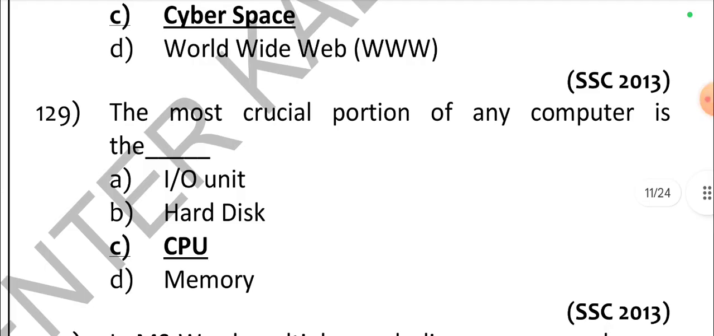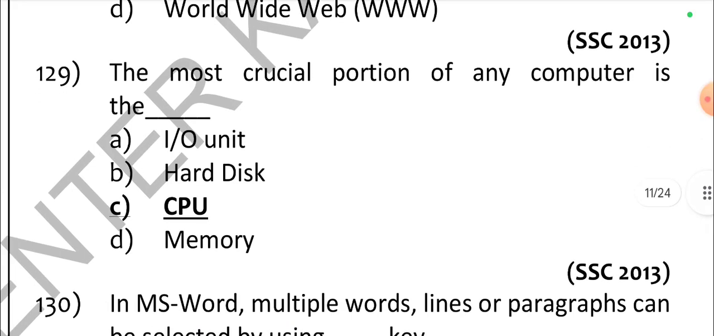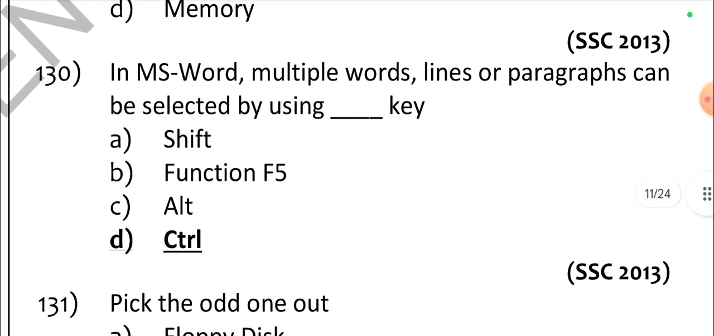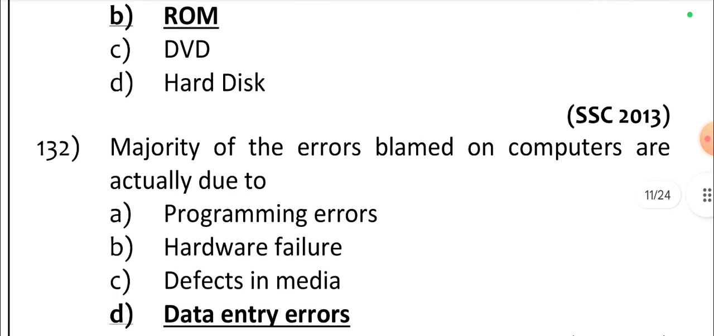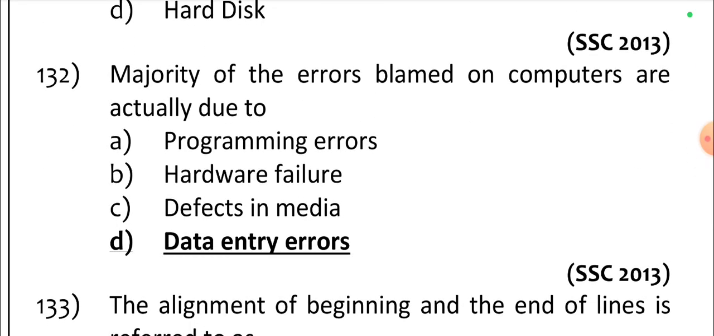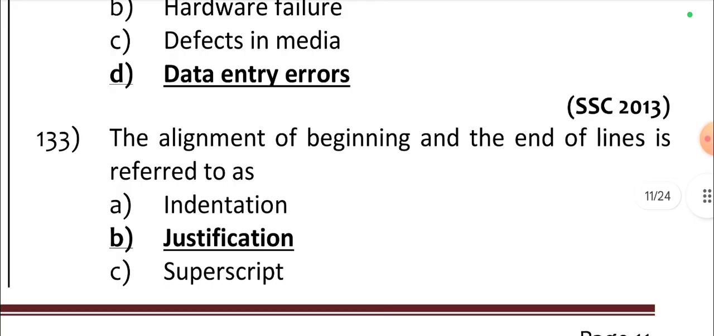The most crucial component of any computer is the CPU. In MS Word, multiple words, lines or paragraphs can be selected by using the dash key: control. Pick the odd one: ROM. Majority of the errors blamed on computers are actually due to data entry errors. The alignment of the beginning and the end of lines is referred to as justification.